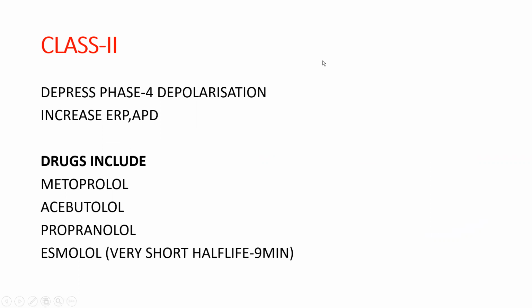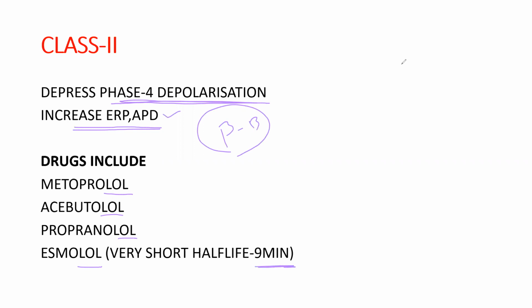And coming to class 2 drugs, it depresses phase 4 depolarization. As a result, it increases effective refractory period and action potential duration. The drug class I told, class 2, is nothing but beta blockers. Beta blockers end with olol: metoprolol, acebutolol, propranolol, esmolol. These are the 4 drugs which have anti-arrhythmic properties. And esmolol has a very short half-life, just 9 minutes.